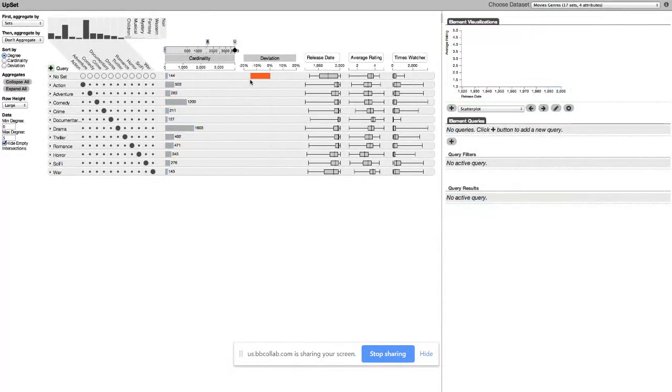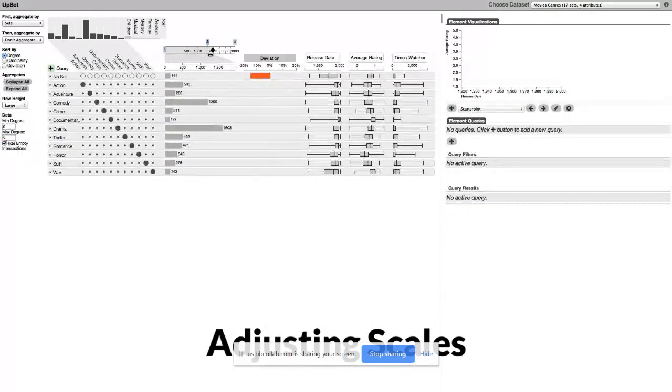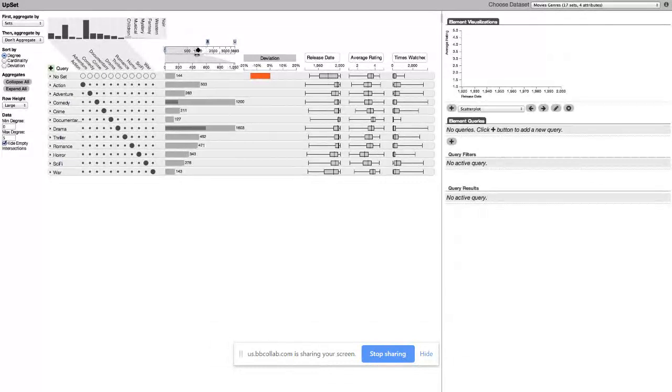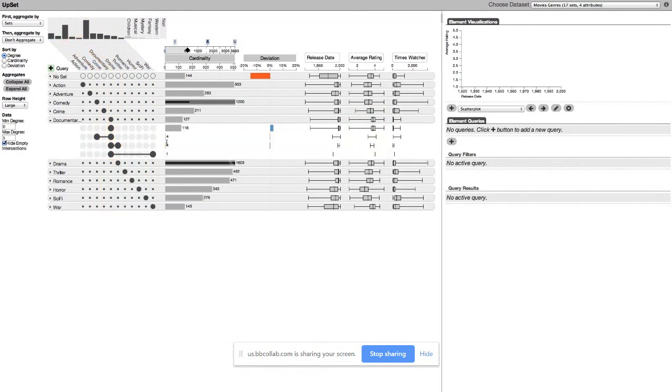You can see that the number of movies in the sets is quite different. To get a better understanding of the size of the smaller bars, we can adjust the scale. Bars that break the scale wrap around themselves to keep them comparable as long as possible. Let's take a look at the documentaries. The box plots reveal that documentaries are rated higher on average than other genres. Documentaries also don't seem to mix much with other genres.